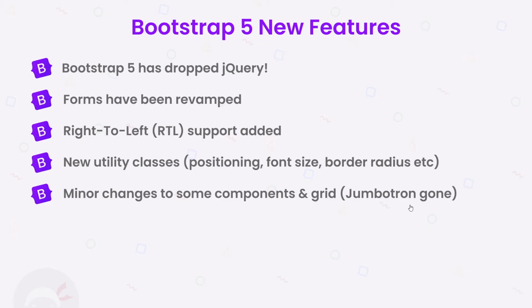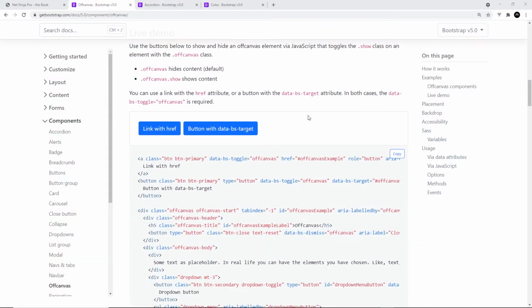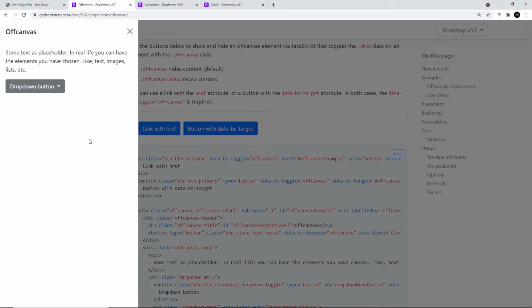It has also removed the Jumbotron component as well. But thanks to a lot of the new utility classes, it's really easy to replicate something like that in your design. Also fairly new to Bootstrap is Bootstrap icons. And although not specific to Bootstrap 5, they are a fairly new addition. And we will be using them in this series.